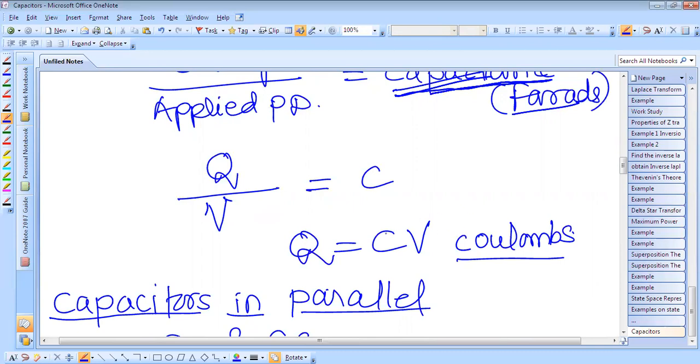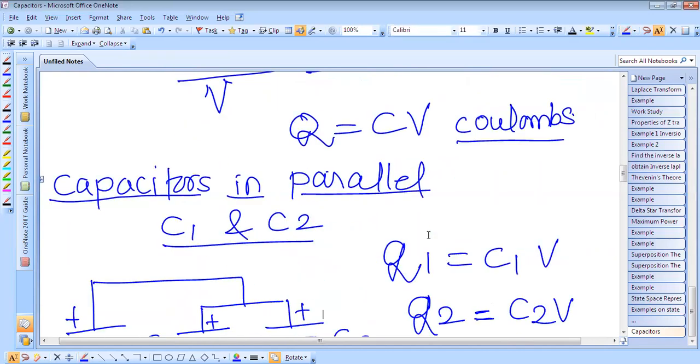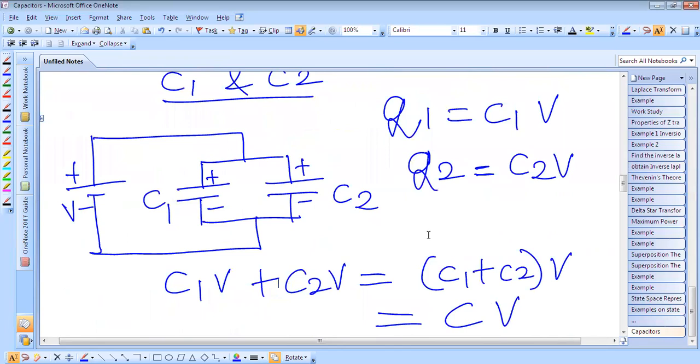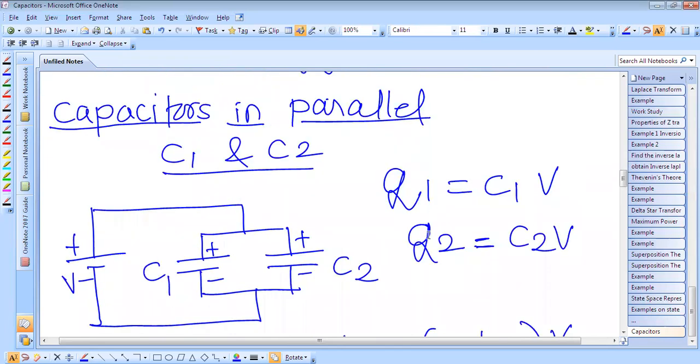So for this capacitor, Q by V is equal to C. So the charge on the capacitor, Q, is equal to CV coulombs. Okay, now we'll consider the case of the capacitors in parallel.